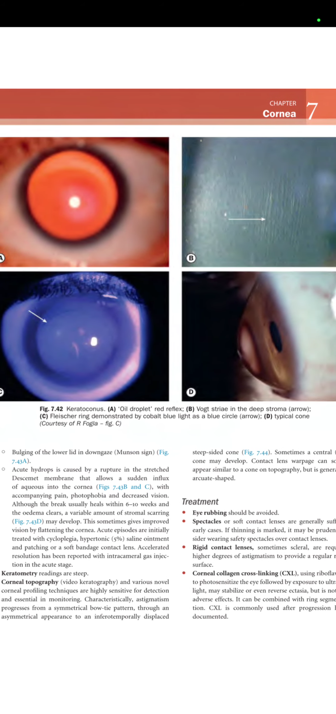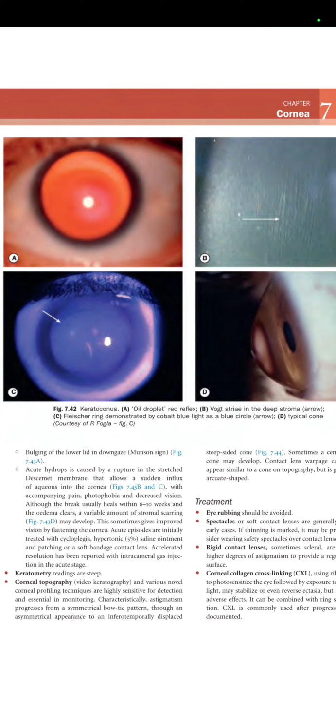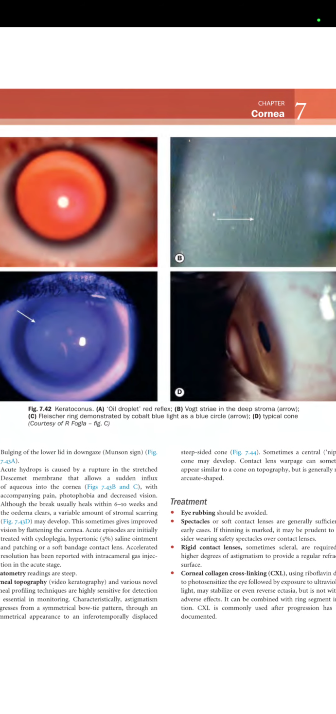7.42 Keratoconus. A is showing the oil droplet reflex. You can see that when you put an oil in water, it gives an appearance like that, and it is seen by direct ophthalmoscopy. And next you can see the stromal stress lines. These stress lines disappear when you put pressure on the globe. Next you can see the Fleischer ring demonstrated by the cobalt blue light as a blue circle, and C and D are showing a typical cone.